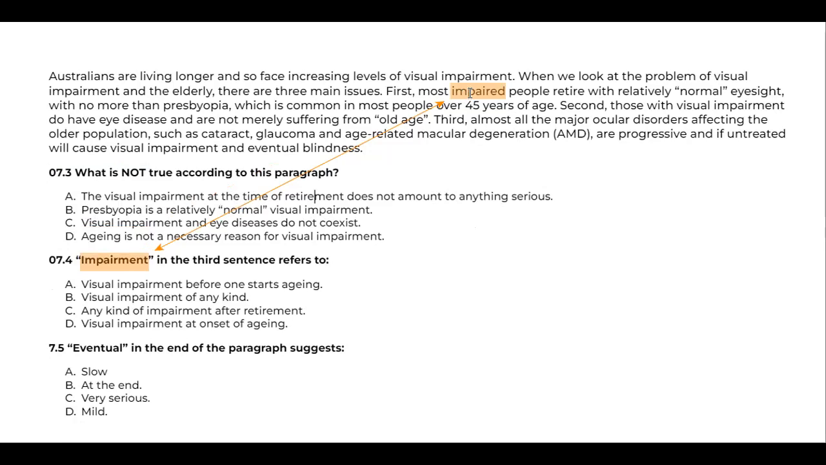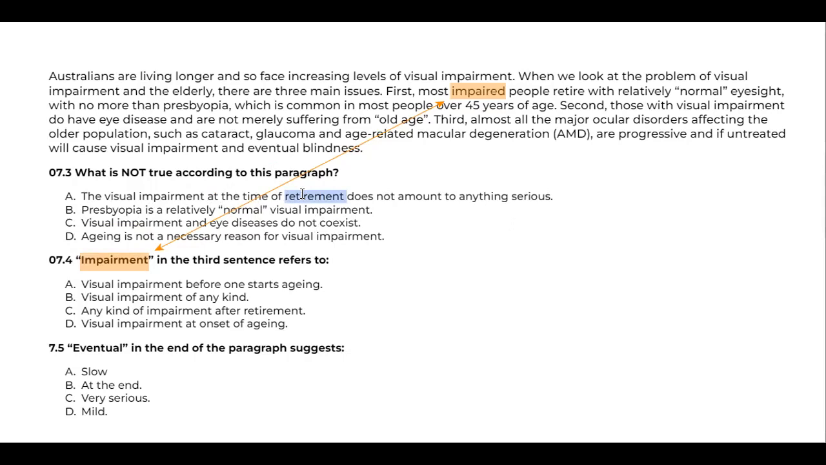If you look at this one first, most impaired people retire with a relatively normal eyesight with no more than presbyopia, which is common in most people. Although there is a quotation mark here, the meaning of this statement is not far from real. So we can say that the visual impairment at the time of retirement does not amount to anything serious. Here, almost every idea is present. So we can say that this is a correct statement.